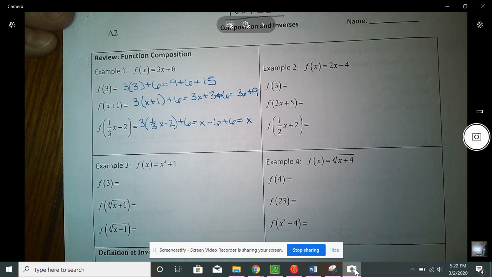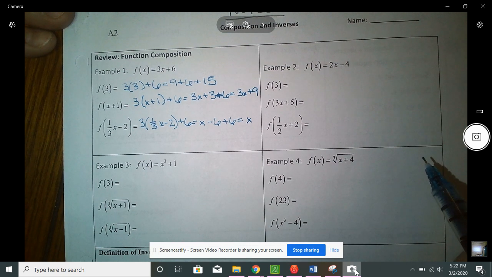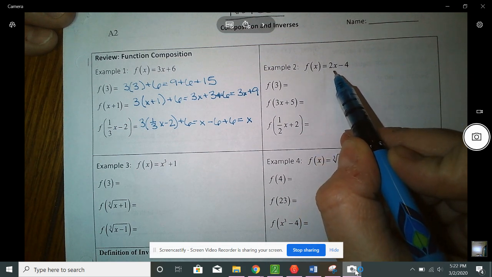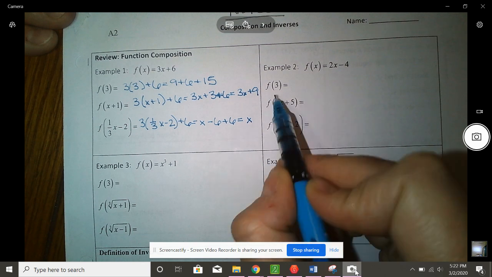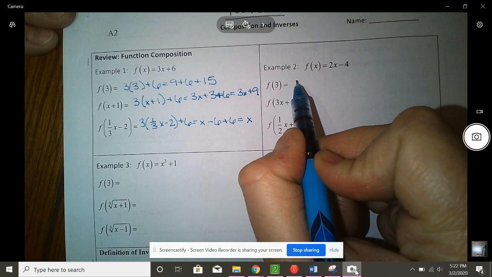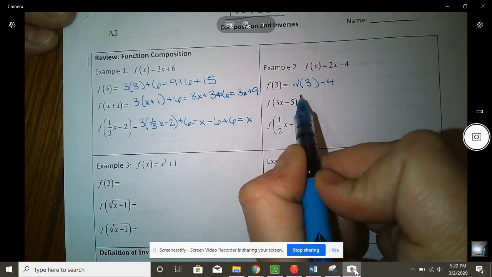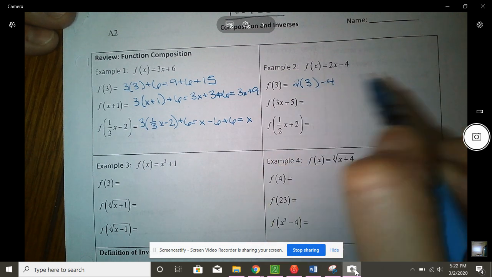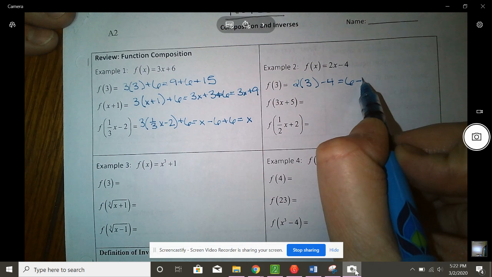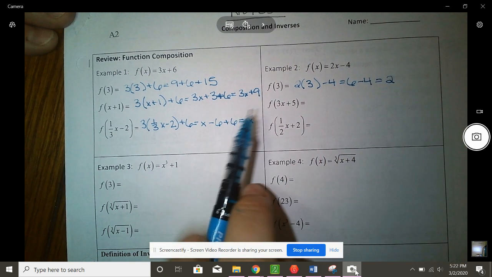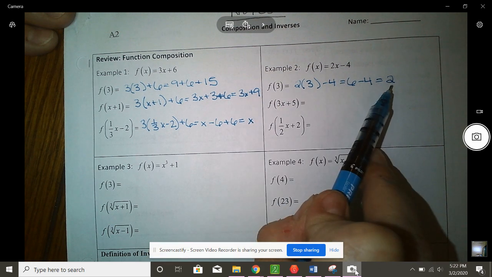I'm going to go on over here to number 2 and keep working. Now our function called f is 2 times the input minus 4. So I'm going to input a 3. That means I put 3 where the x goes. 2 times 3 is 6. And then we subtract 4. 6 minus 4 is 2. So the input value is 3, and the output is 2.